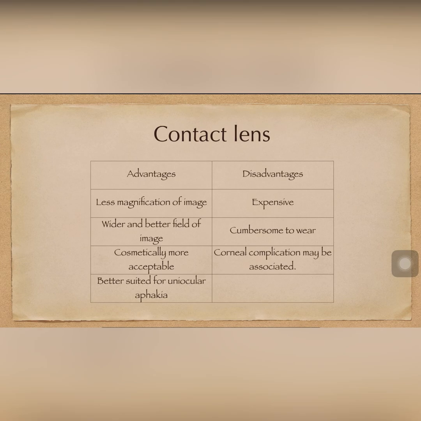What if the patient doesn't want any spectacles? We can provide him with contact lenses. So here are the advantages and disadvantages of contact lens. Let's talk about the advantages of contact lens. There would be less magnification of the image, wide and better field of image can be seen, cosmetically more acceptable and better suited for uniocular aphakia.